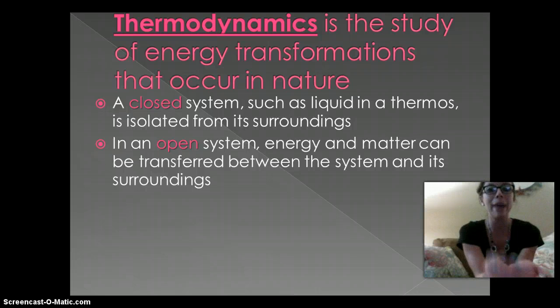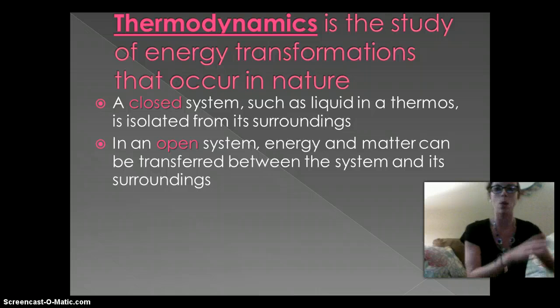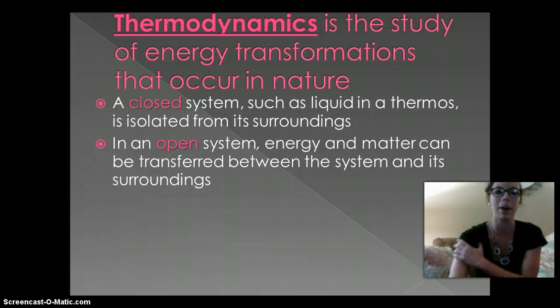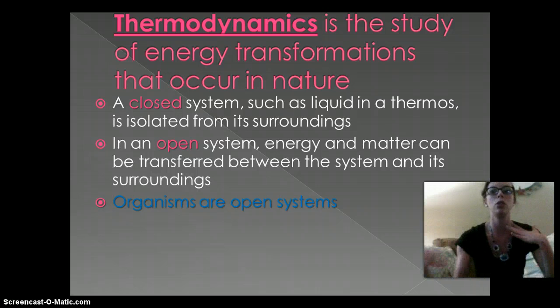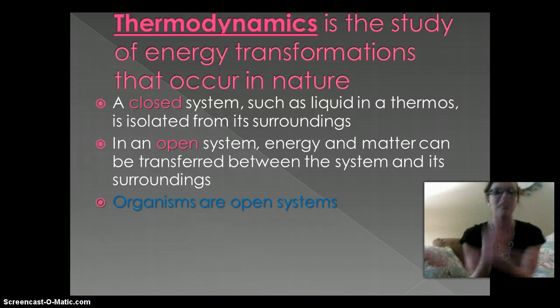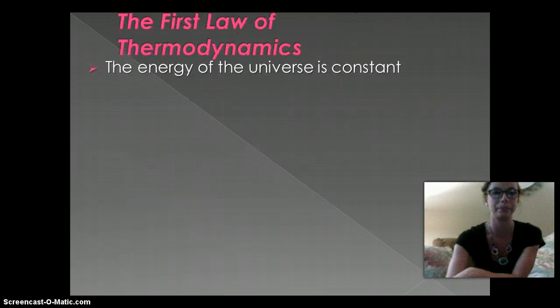In an open system, energy can flow from one system to the next, so from one system to its outside surroundings. So organisms are open systems. We are going to have a flow of energy. Think of the food webs that we talked about earlier, and how energy flows from one organism to the next.